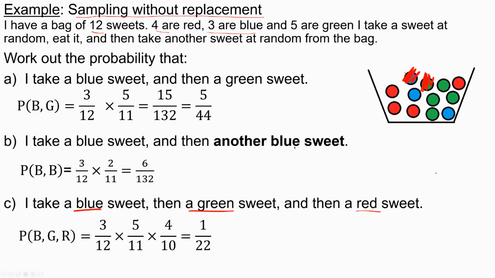We end up with a final answer of 1 out of 22, but generally you could just leave it as, in this case, 70 over 1,320. You could leave it like that, and that would be fine.